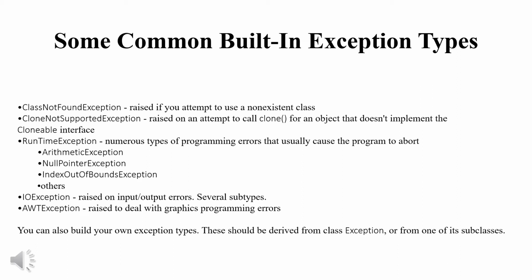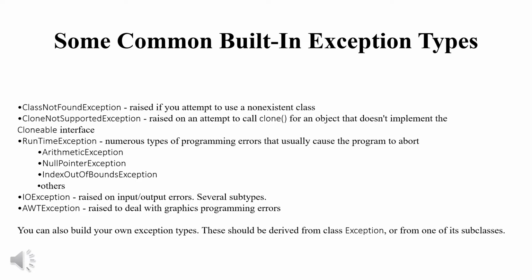Or another exception is, for example, RuntimeException. This type of exception happens when, for example, we have an ArithmeticException or NullPointerException or IndexOutOfBoundsException. So when any of these exceptions happen, the program aborts, right?